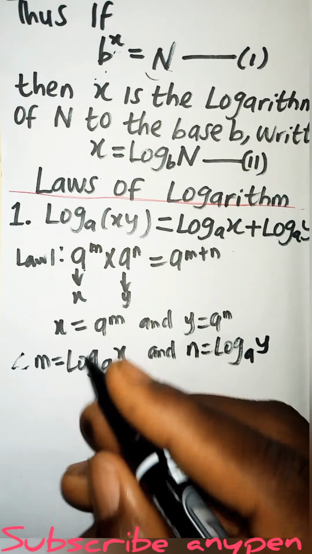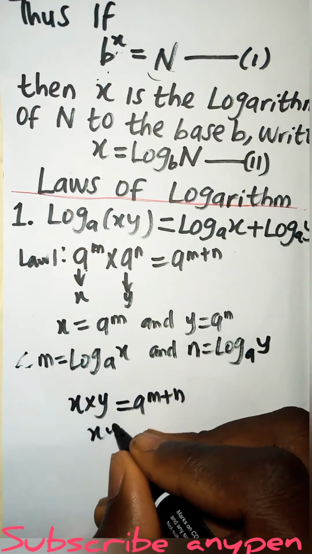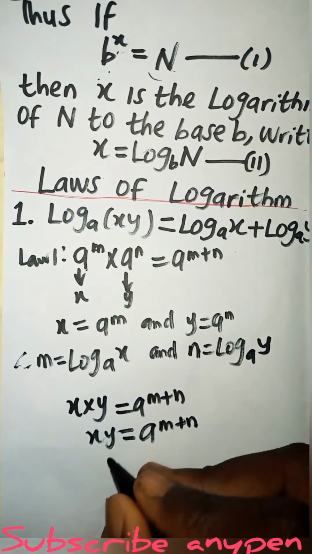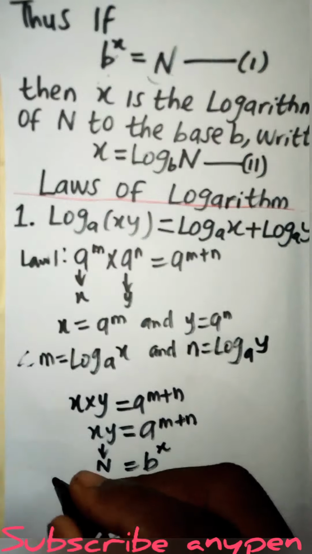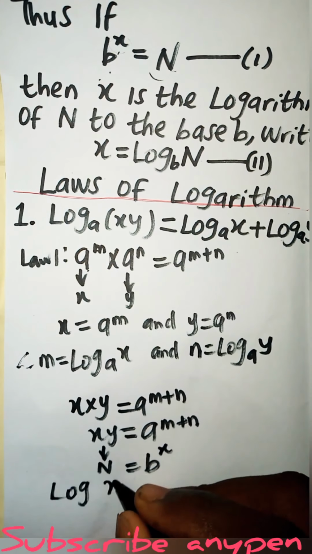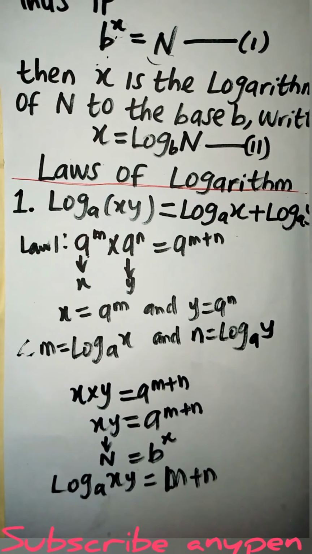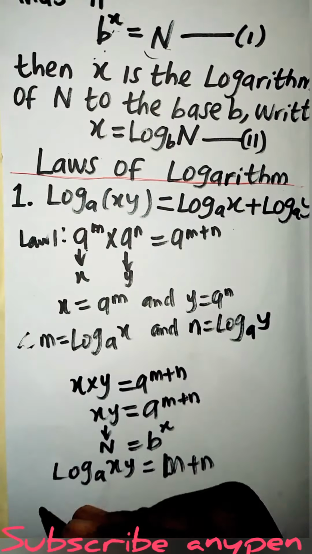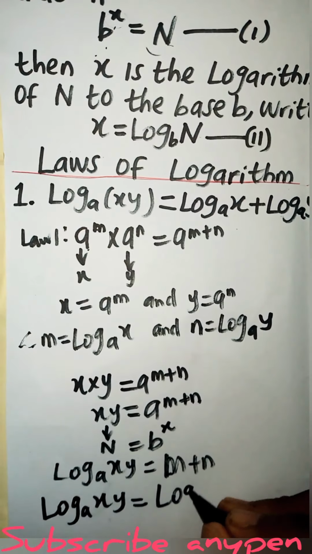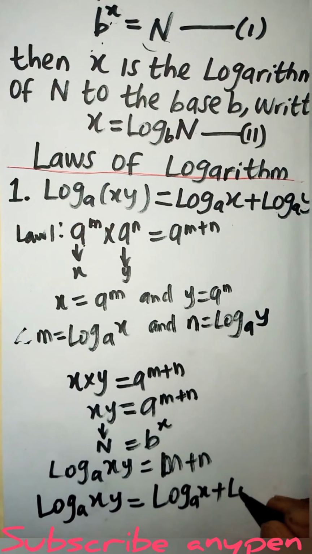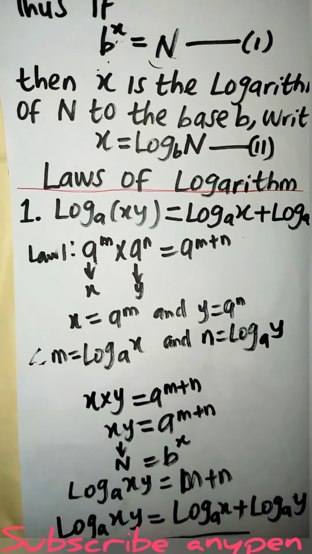So x times y equals a to the power of m plus n. Now if you compare, we have log xy base a equals m plus n. So finally we have log xy base a to be, since m is log x base a, plus log y base a. So that's the proof for the first law of logarithm.